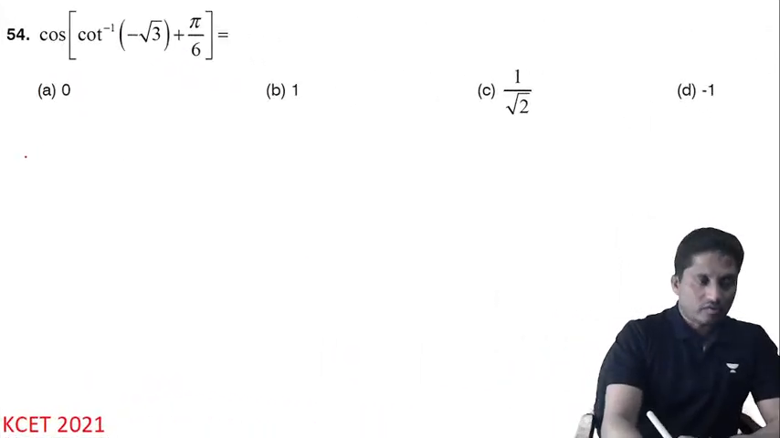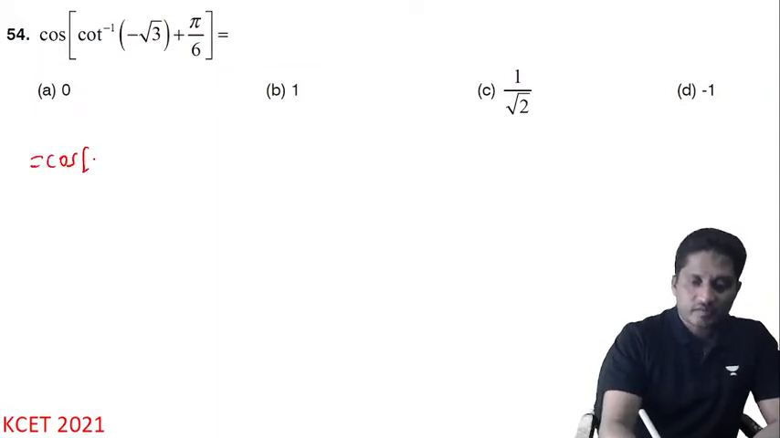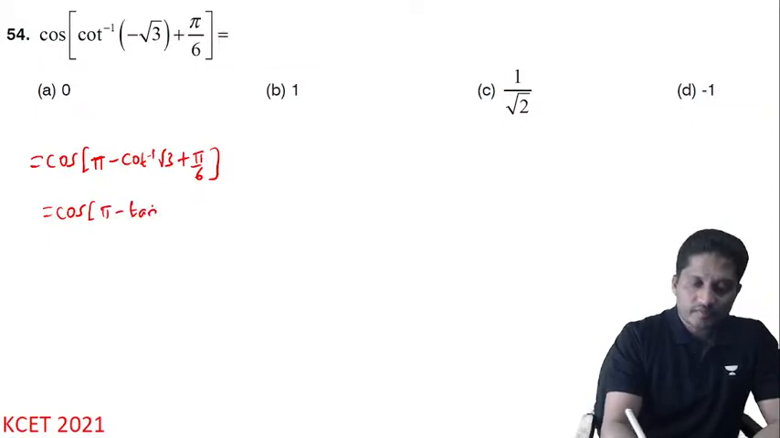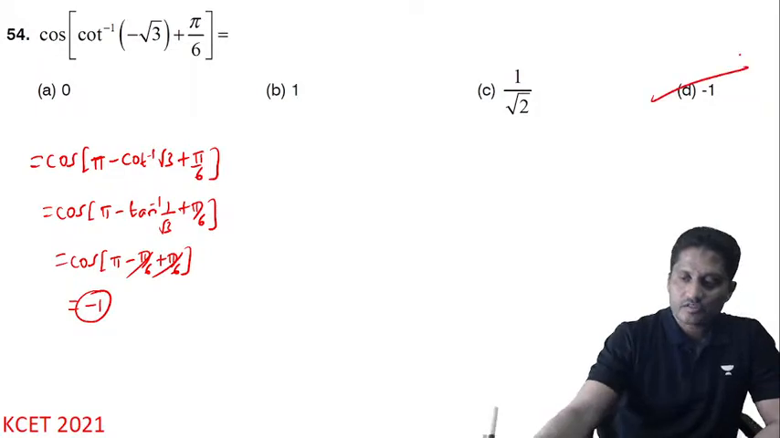See, this is equal to cos of cot inverse of minus x, which is equal to pi minus cot inverse of x, so pi minus cot inverse of root 3, which is pi by 6. Cot inverse of root 3 will be tan inverse of 1 by root 3, and pi by 6 plus pi by 6. So this is equal to cos of pi by 6 plus pi by 6, since tan inverse of 1 by root 3 is pi by 6. This will cancel. Cos pi is minus 1. Okay, answer is option D.